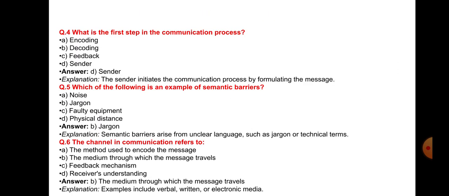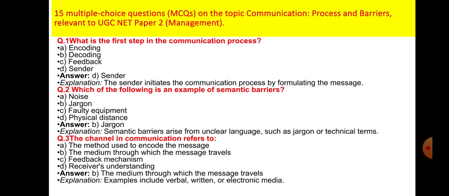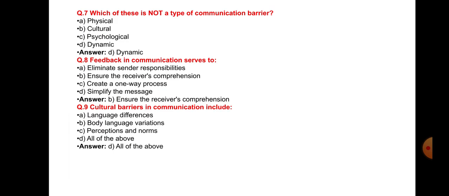Next question is, what is the first step in the communication process? I already discussed this with you, sender. Next question is, which of these is not a type of communication barrier? Physical, cultural, psychological, dynamic. So the right answer is dynamic.